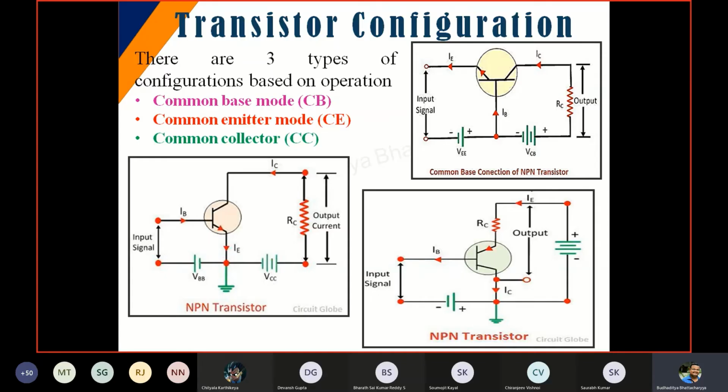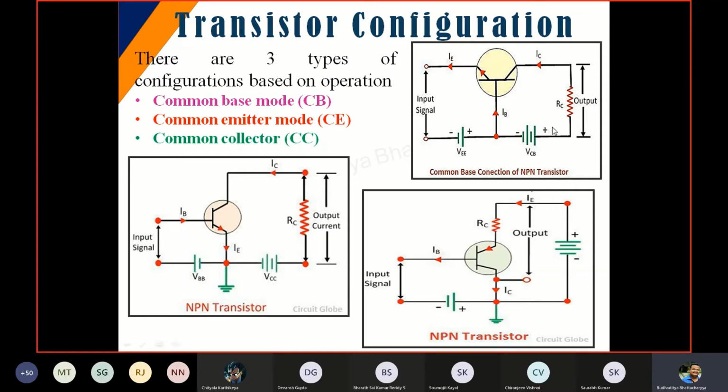The three different configurations of transistor. This we have touched upon actually before the CAT exam itself, that we usually have three specific configurations of BJT by which it can be used in a circuit. The first one being the common base mode, then we have the common emitter mode, and the other one is a common collector mode. And the respective circuits are also provided in this particular slide.